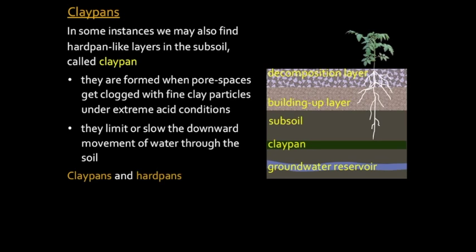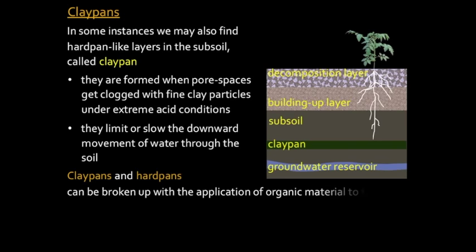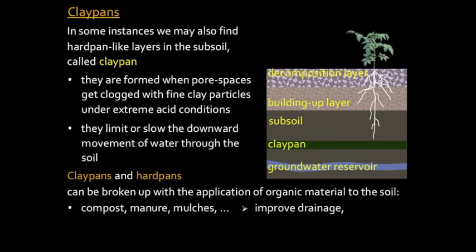Pans and hard pans can be broken up with the application of organic material to the soil. Compost, manure, mulches, they all improve drainage and promote the proliferation of earthworms.